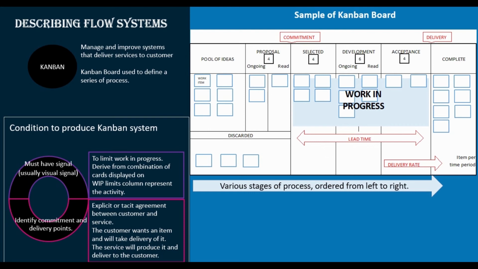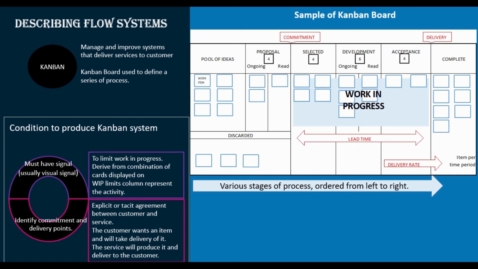The second condition is to identify commitment and delivery points. So there is an explicit or tacit agreement between customer and service. Either the customer wants an item and will take delivery of it, or the service will produce it and deliver to the customer. Here is a sample of a Kanban board.